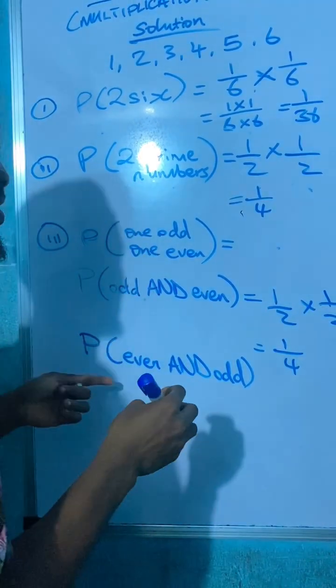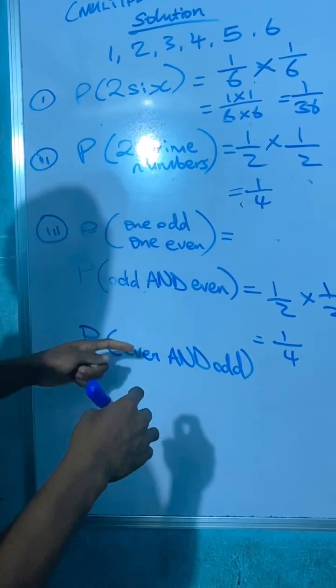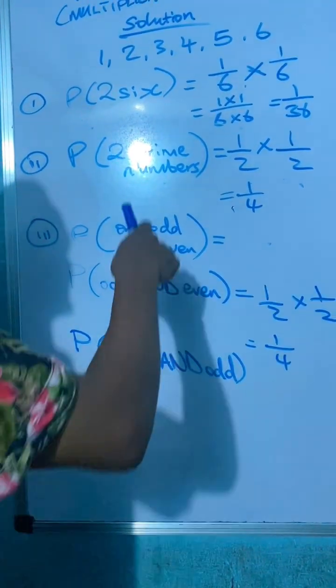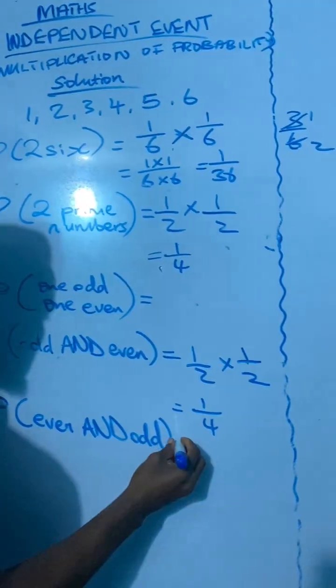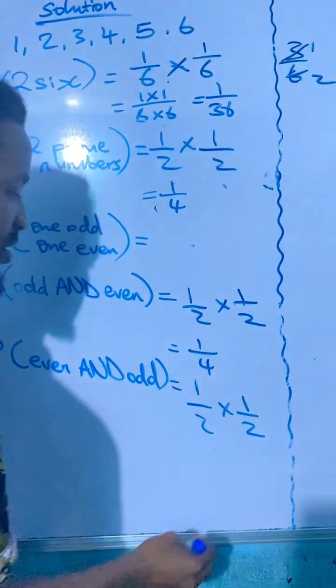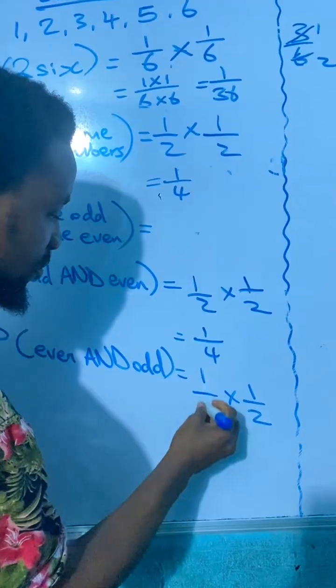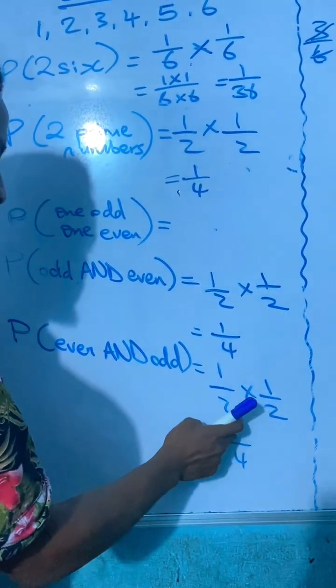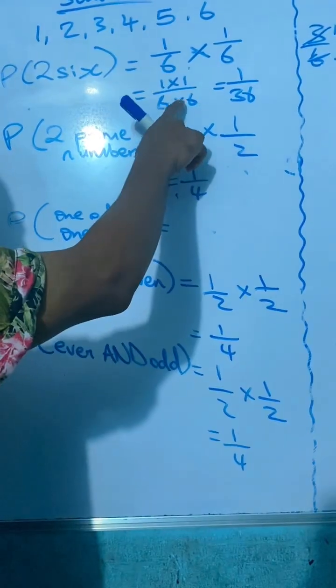Are you getting it? So now the same thing. Probability of getting an even number on the first die. Let's check. It's still the same 1 over 2. So everything is going to give me 1 over 2 times 1 over 2. Are you getting me? If you multiply them, it's going to give you 1 over 4. 1 times 1, 1. 2 times 2, 4, just like how we did here.